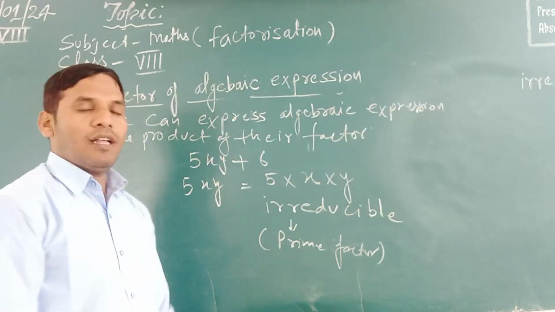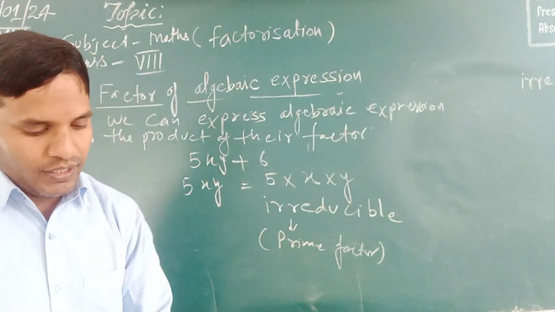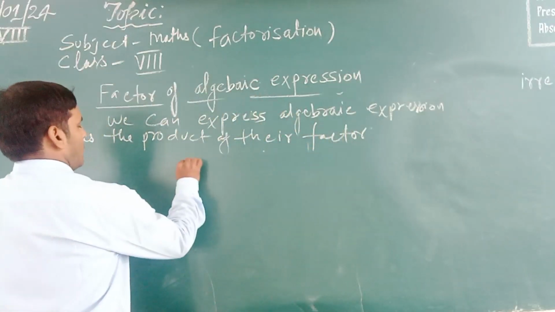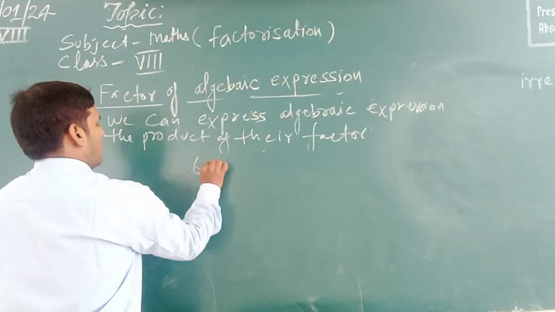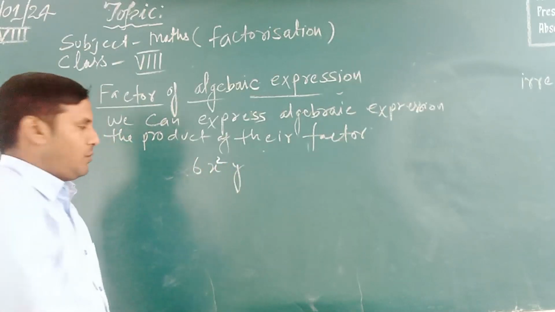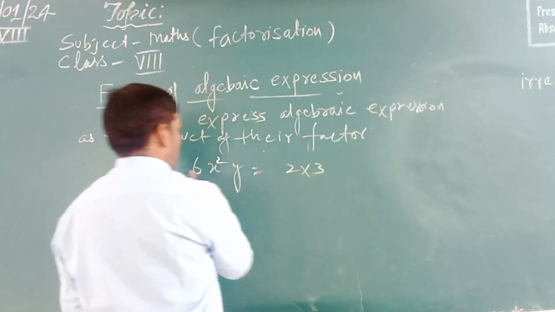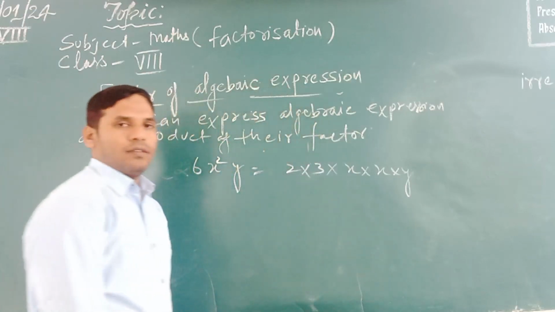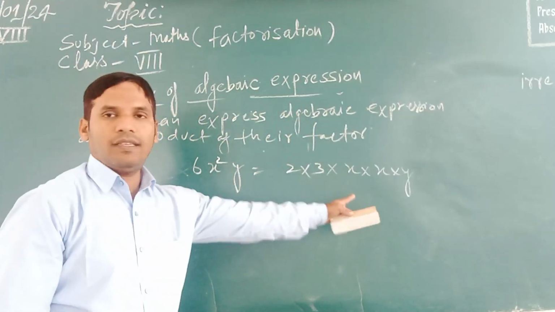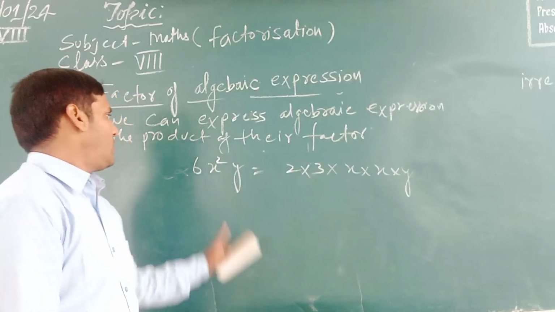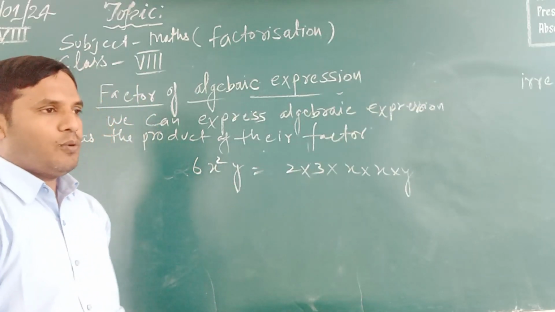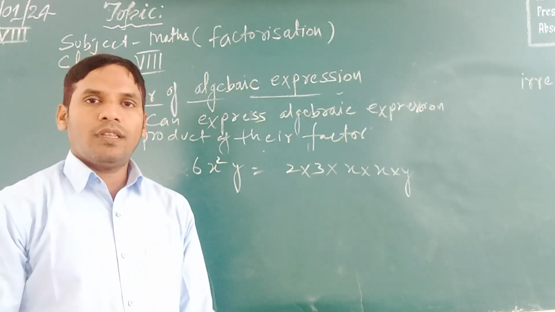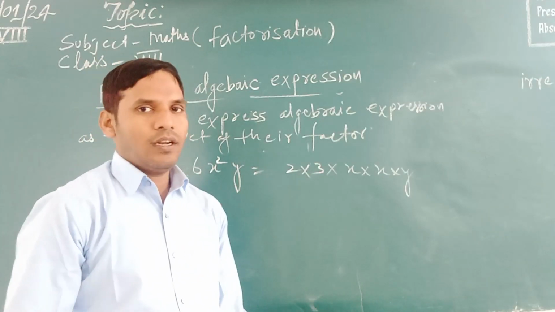In the same way, we will also discuss some more examples. You can take one like this. Suppose 6x square into y. So you can express it as 2 into 3 into x into y. So you can say this term is factorized like this. That is also the factor of the given number. If two or more terms are there, then what will be the common term in the given expression? Let us see.